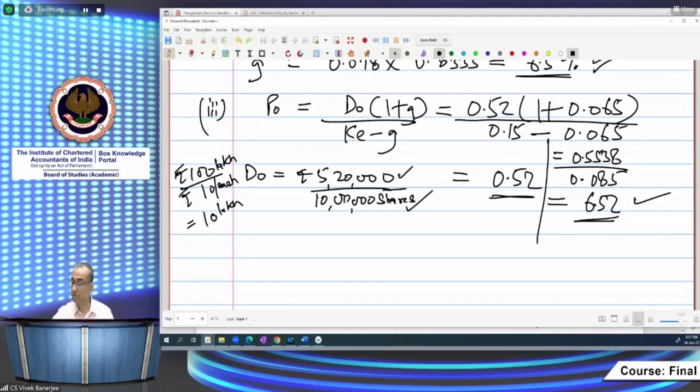Now come to the fourth part of this question. It is asking what is your opinion on investment in the company share at the current price? So current price is given as 14.